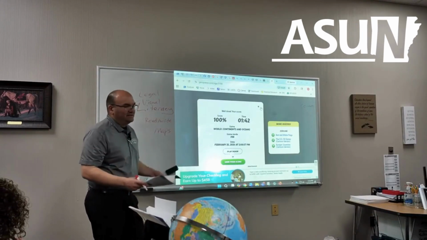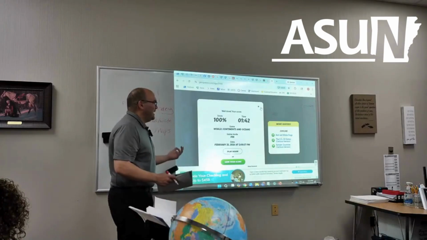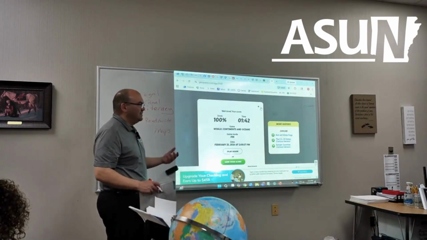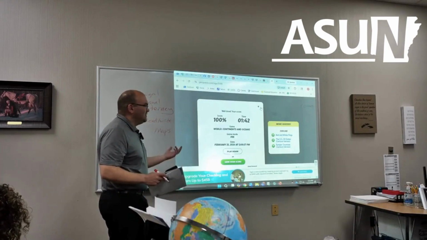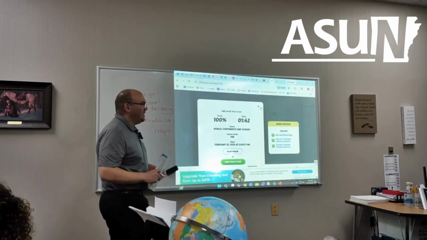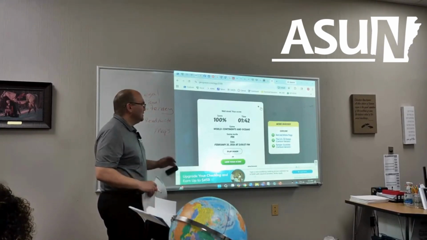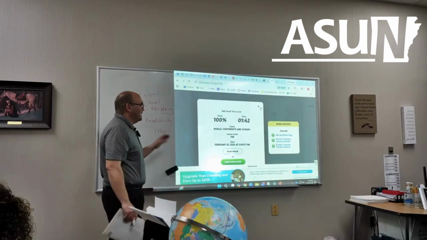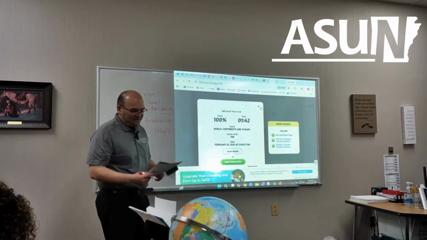All different kinds too. Physical maps, which show rivers and mountains, population maps, population density maps. So any kind of map you can think of, you may get on the social studies test.